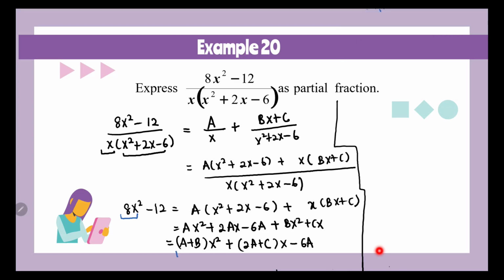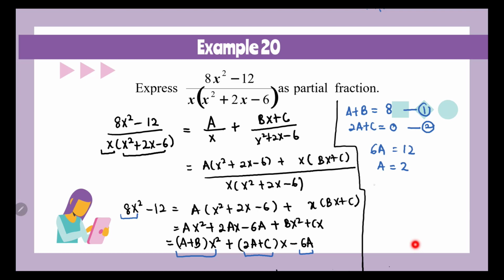When we compare x squared with x squared, we can say that A plus B equals 8. So that's your equation 1. Second, when you compare x with x, you can say that 2A plus C is 0. This is because there's no x on your left hand side, so we have to equate this with 0. Last, we will compare minus 6A with minus 12. So automatically we will get the value of A. So A equals 2.